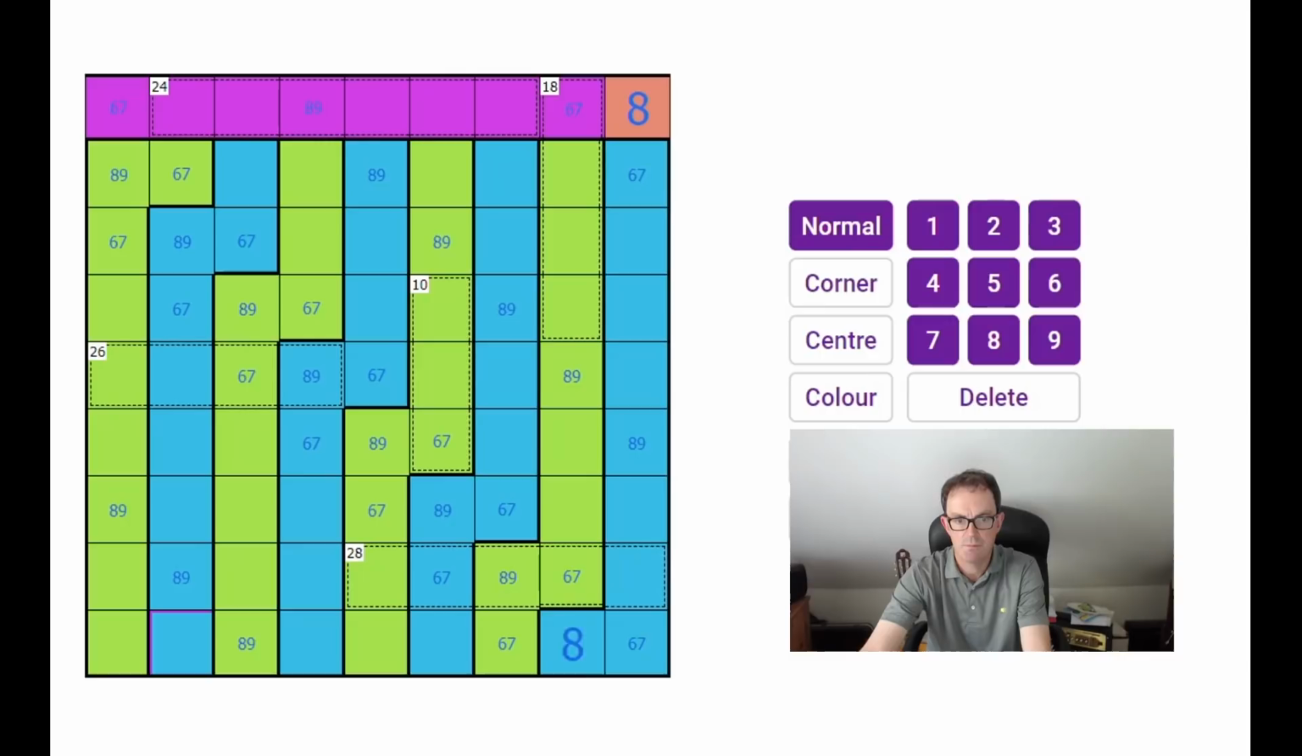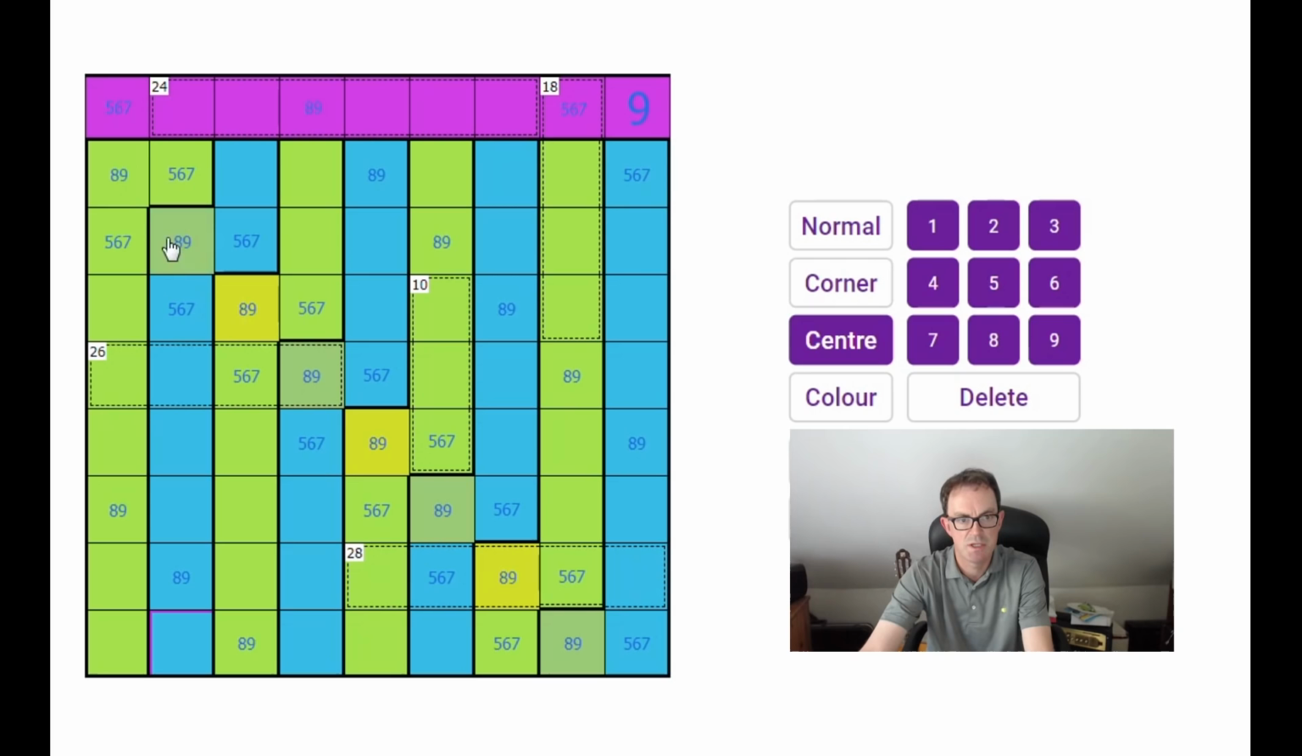So let's go back, which is something this software is really useful for. We now know that we've actually managed to place a digit. This is going to be a 9, and therefore this whole diagonal here is also going to be a 9. Let's put that in. And just as importantly, this whole diagonal and these three cells are going to have to be 8.